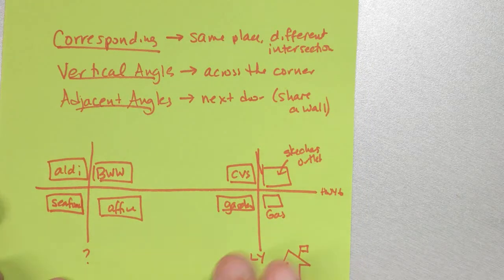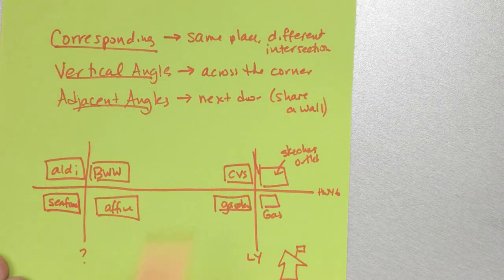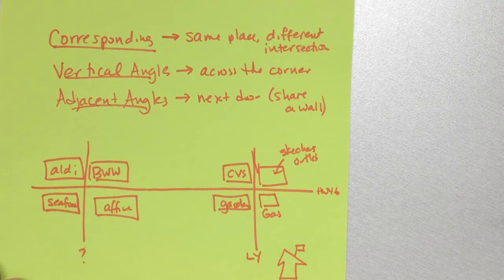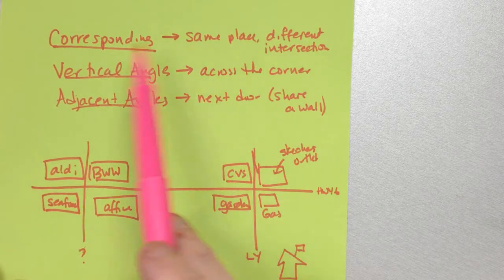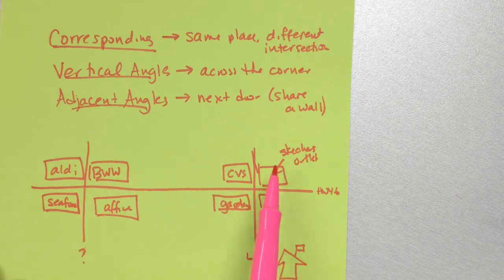Because for me, this is how I think about parallel lines cut by a transversal. So the parallel lines are like Movie Theater Road and Little York, and the transversal is Highway 6. When we talk about corresponding angles, they're in the same place on a different intersection. So the Skechers outlet and the Buffalo Wild Wings are corresponding because they're in the same place, but on a different intersection, okay?